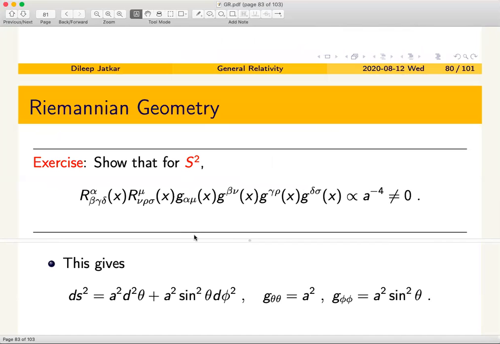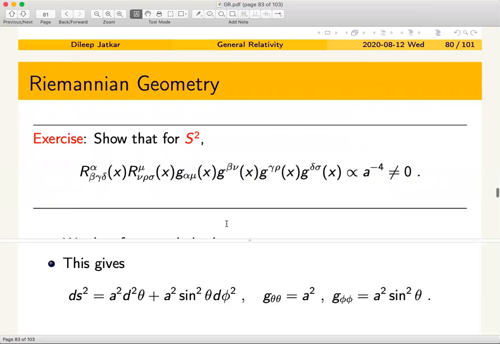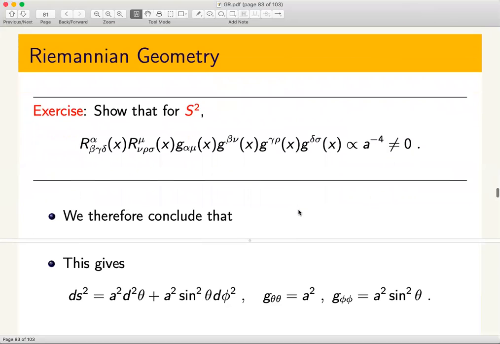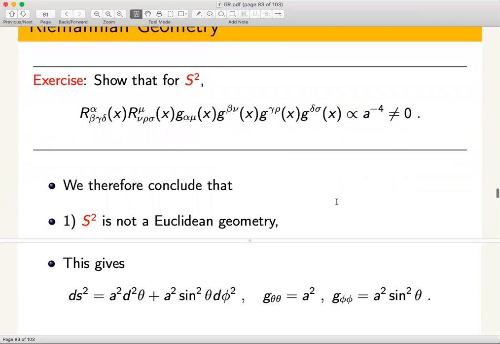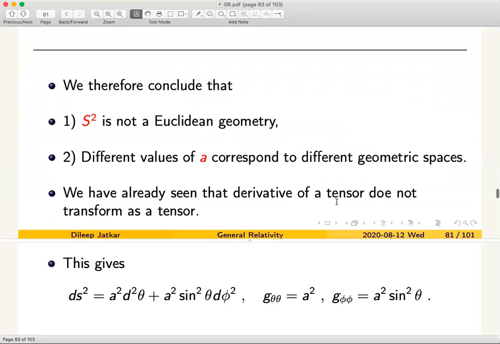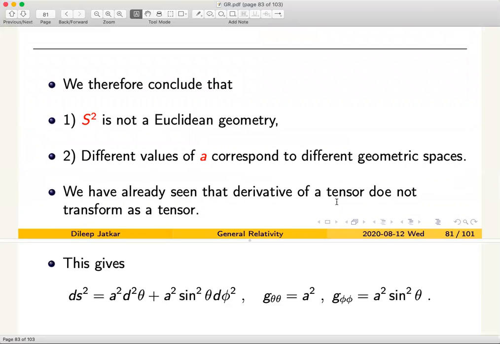For example, the two-dimensional Minkowski space metric is different from the metric on a two-dimensional sphere. So therefore there cannot be any coordinate transformation which can bring this metric to a flat Minkowski space metric. Fine. So we therefore conclude that S2 is not a Euclidean geometry. And different values of A correspond to different geometric spaces.